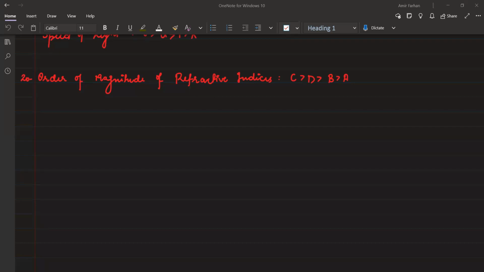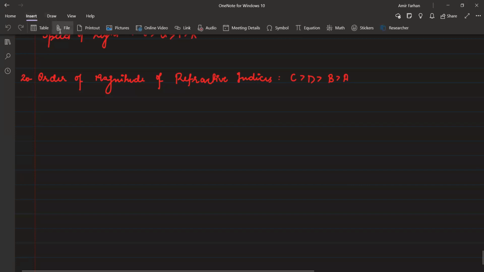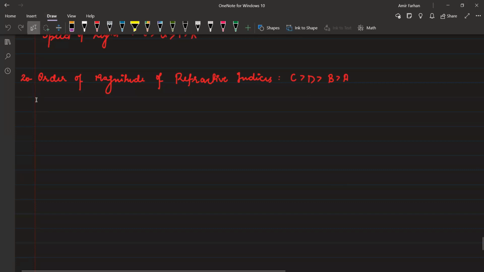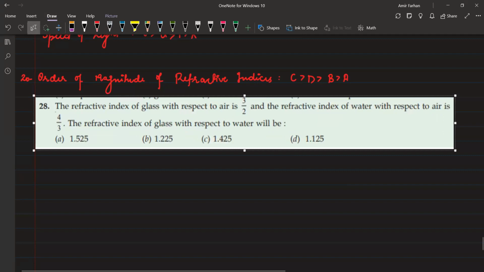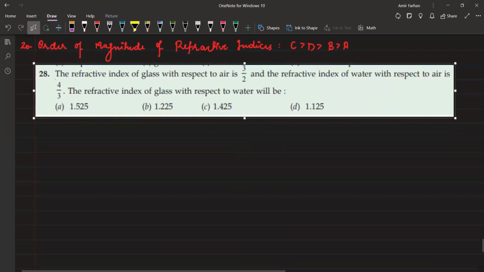Okay, please do this question and then we'll start the image formation of lenses. Everyone, please do this question and let me know the answer. I'm giving you 2 minutes. After that, we'll start the refraction through lenses. It means that we'll do the image formations of the lenses.